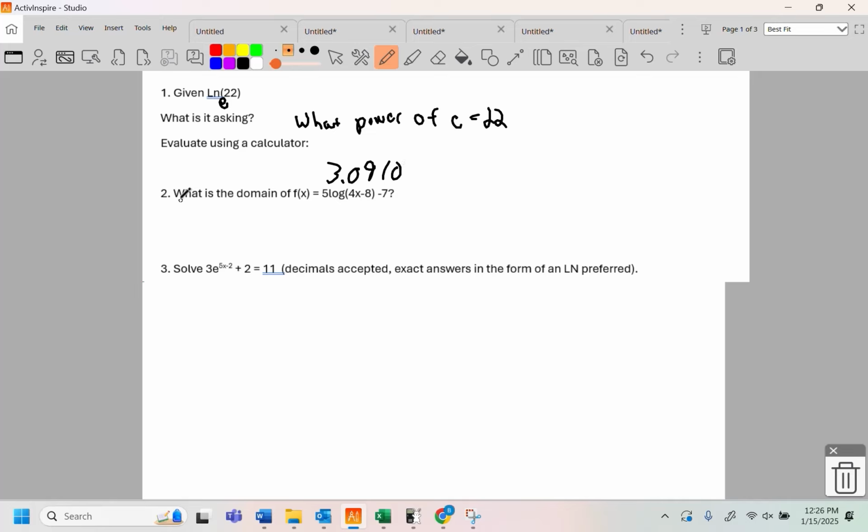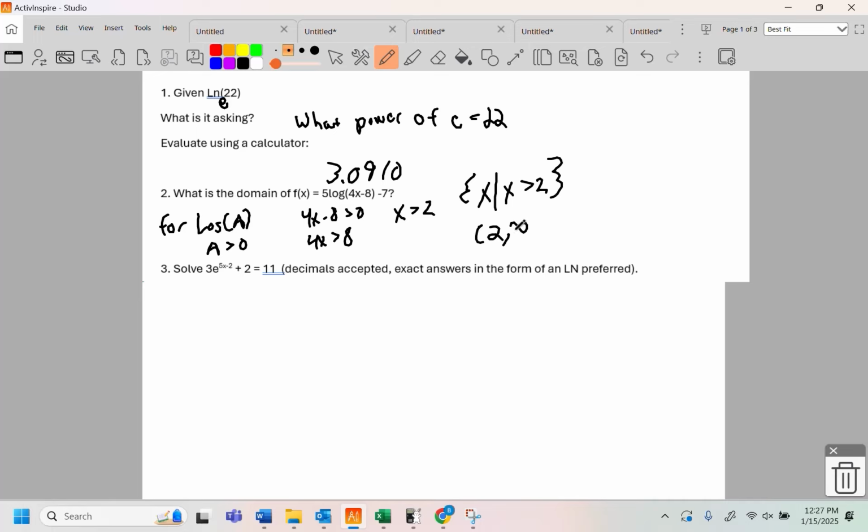What is the domain of f of x equals this thing? You have a rule that says for a logarithm, the argument, which means anything on the interior, is greater than 0. So 4x minus 8 must be greater than 0. Add 8 to both sides, 4x is greater than 8. Divide by 4, x is greater than 2. In set builder notation it looks like this. If I'm a fan of interval notation, it's 2 to infinity.